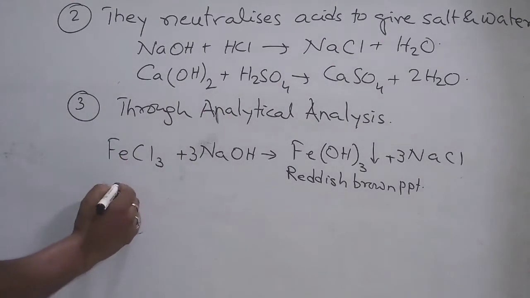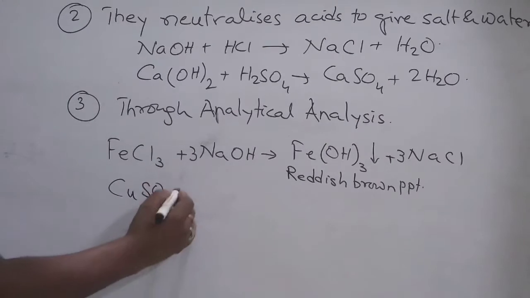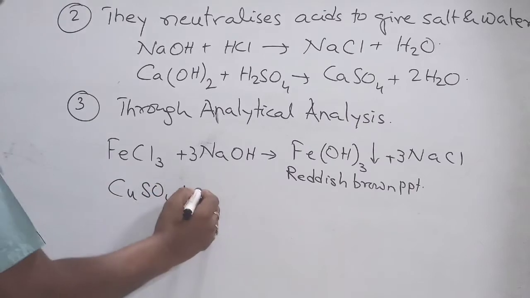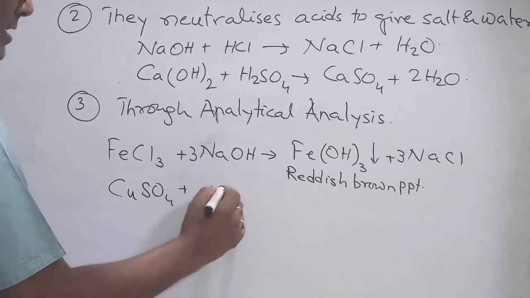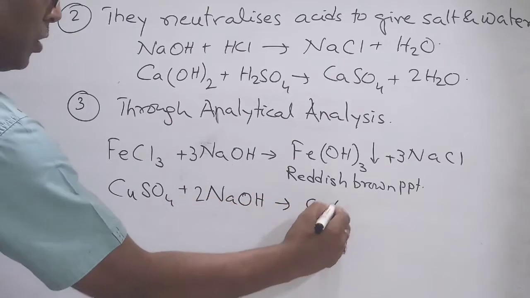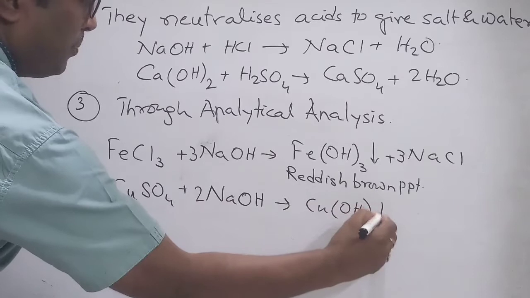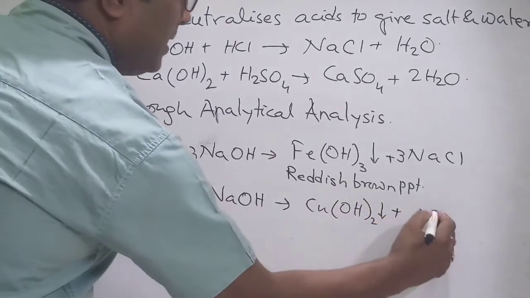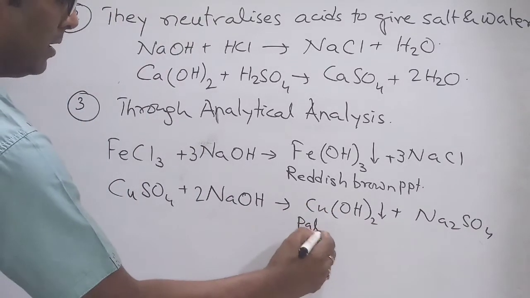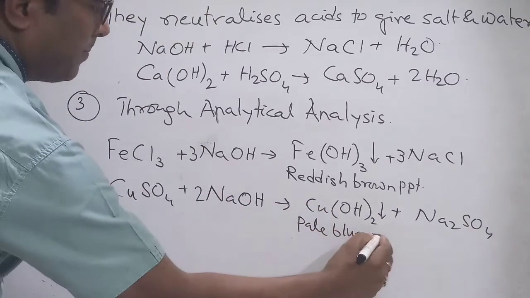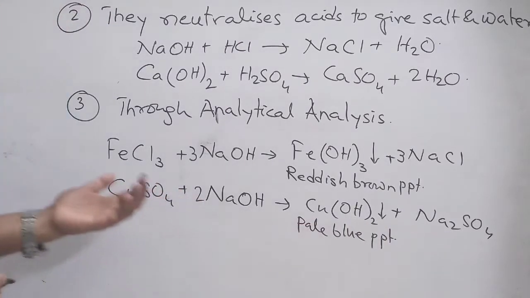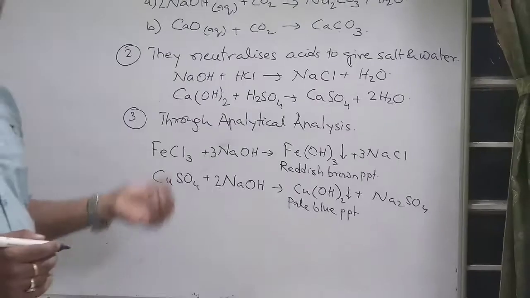I will give you one more example, like copper sulfate. I will not be knowing whether it is a copper salt or not. If it is an unknown salt and I treat it with sodium hydroxide, it is going to form copper hydroxide, or cupric hydroxide, with Na2SO4. Here this is a pale blue precipitate. So in this way, if it is a pale blue precipitate, it should be a copper salt, a cupric salt.